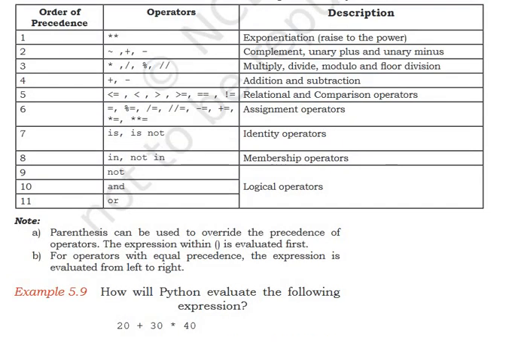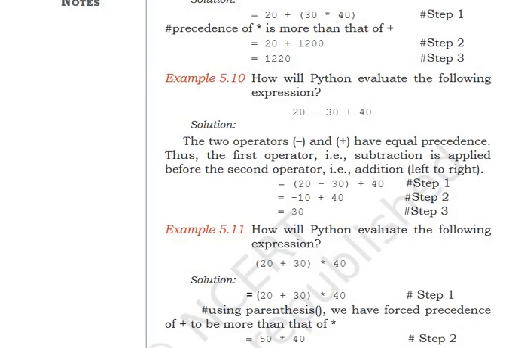So look at the example, 20 plus 30 multiplied by 40. We have two operators here, addition and multiplication. As multiplication is having higher precedence, we evaluate 30 multiplied by 40 first. We don't need to put it within brackets, but for a clear idea, 30 multiplied by 40 is placed within brackets. Now step 2 is addition.